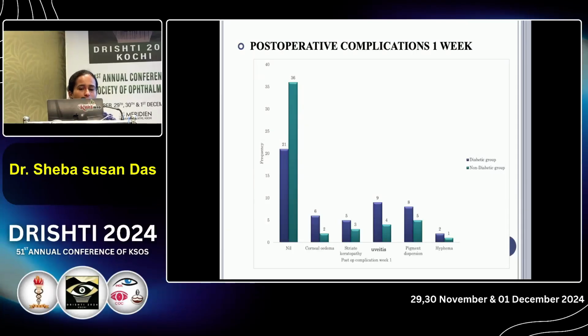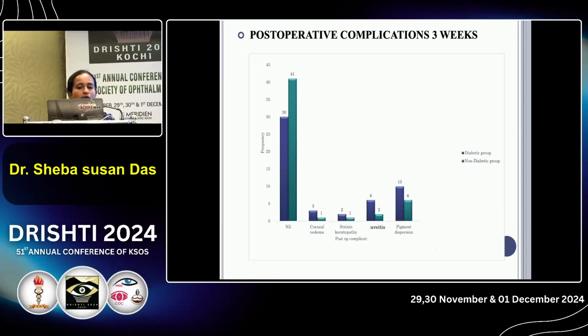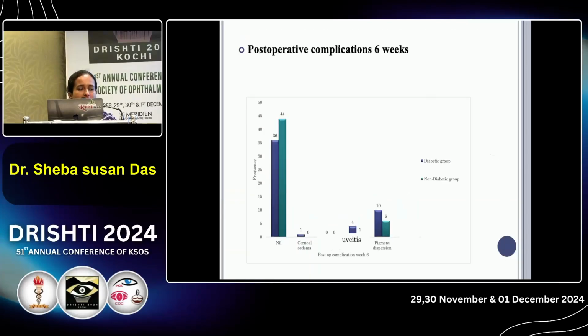In the first week follow-up, 9 patients in the diabetic group had uveitis, and 4 patients in the non-diabetic group had uveitis, whereas 8 patients in the diabetic group had pigment dispersion and 5 patients in the non-diabetic group had pigment dispersion in IOL. In the 3-week follow-up, the most common complication noted in both groups was pigment dispersion. In the 6-week follow-up, only minimal complications were noted. Pigment dispersion was seen in both groups, and 4 cases of uveitis were seen in the diabetic group and 1 case of uveitis in the non-diabetic group. Corneal edema was seen in a case in the diabetic group.